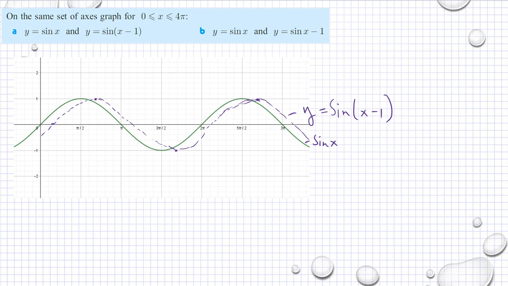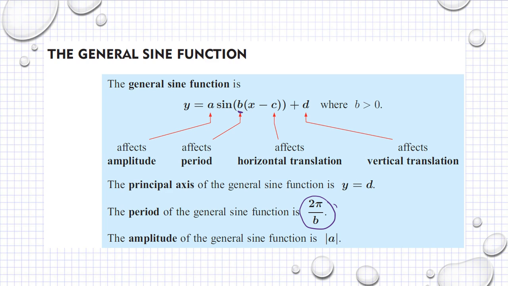Okay, how about the other? y is equal to sine x minus 1. This one. This is D. That means it affects the... It's good to go back. It affects the vertical translation.